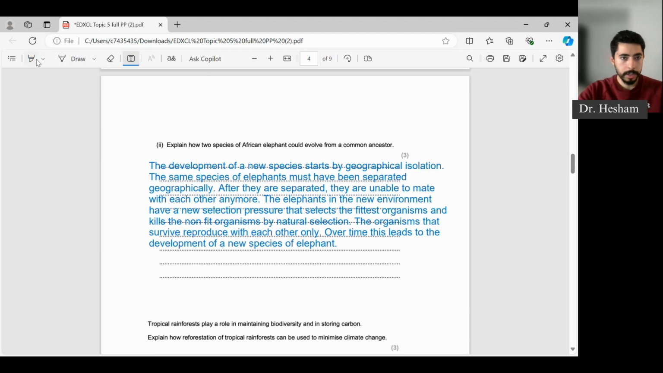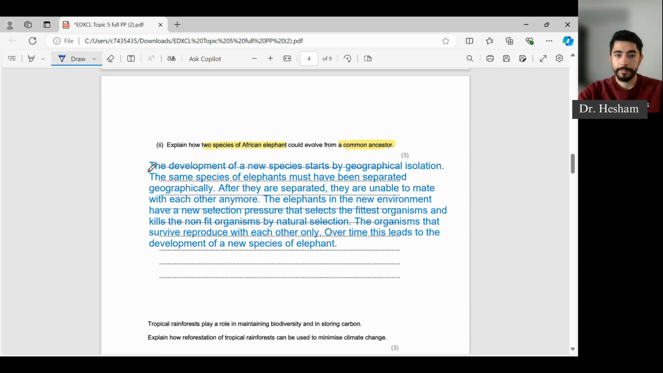All right, so this question is asking you to explain how two species of African elephant, so how a new species is formed from a common ancestor. You have to understand this question. What does it need? It needs you to explain how a new species is formed. This is called speciation, and it has to do with natural selection, so how natural selection causes a new species to form. You have to explain that.